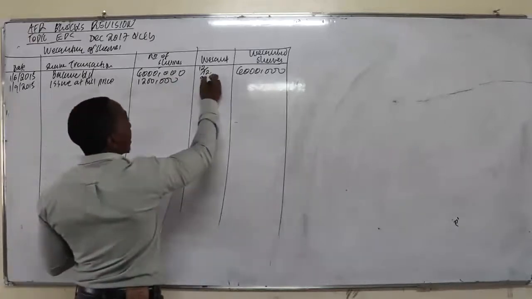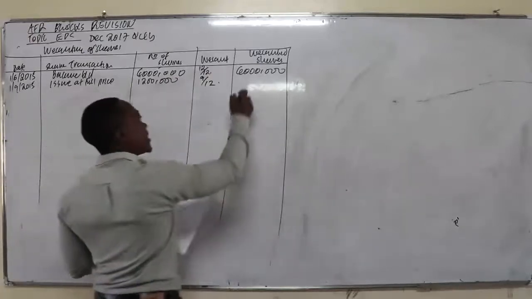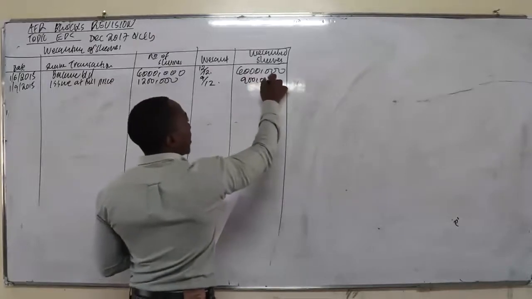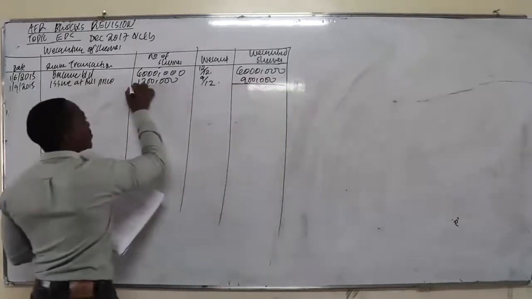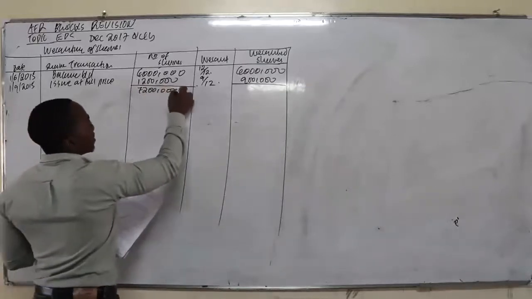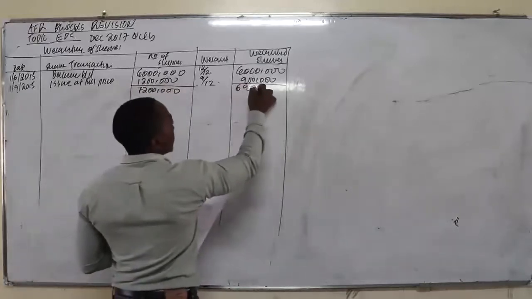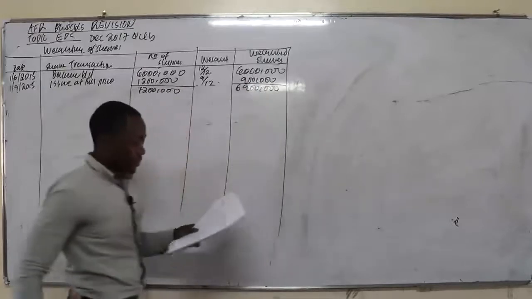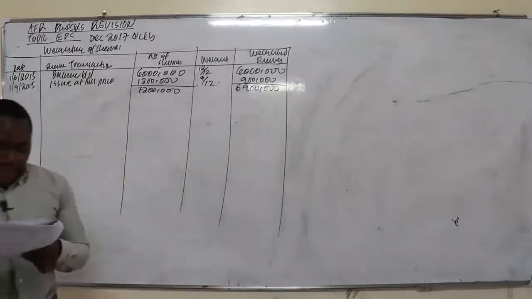So you take 9/12. Is it 900? 900. And then we see that after every share transaction, you sum up. So we have 7.2 million shares, and here we have 6.9. Good.